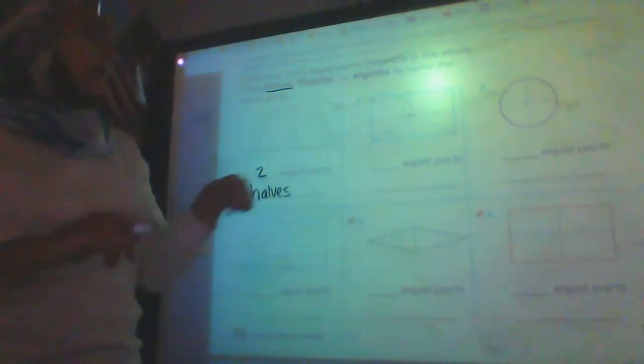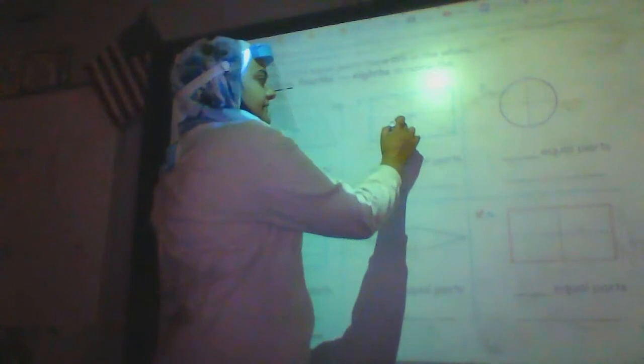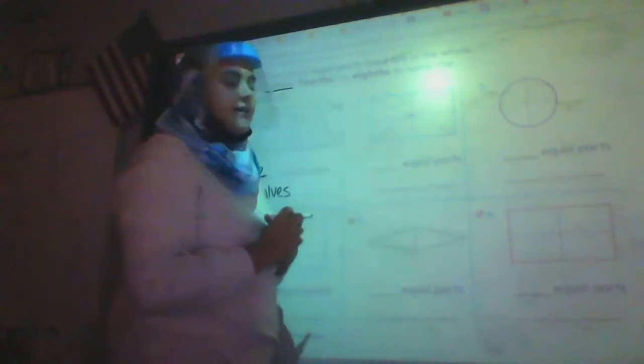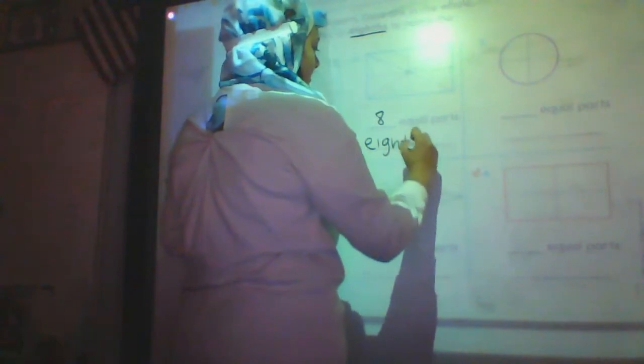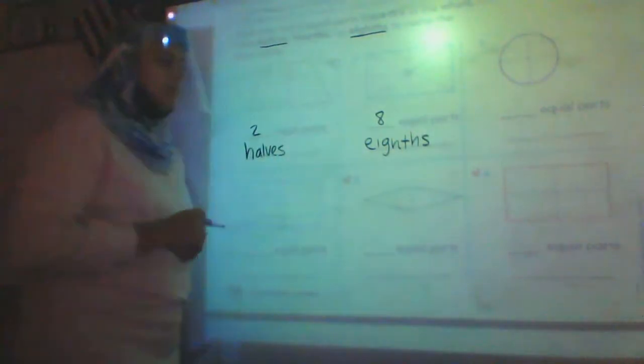All right. What about here? How many equal parts are there here? Let's count. 1, 2, 3, 4, 5, 6, 7, 8. 8 equal parts. And that's cut into what? What is the word we're going to write? Eighths. It's right here. Eighths. E-I-G-H-T-H-S. Eighths.